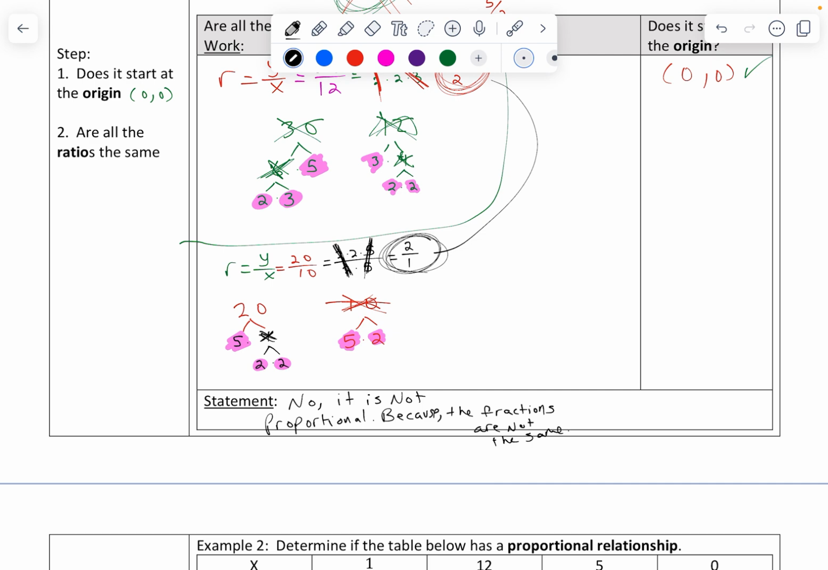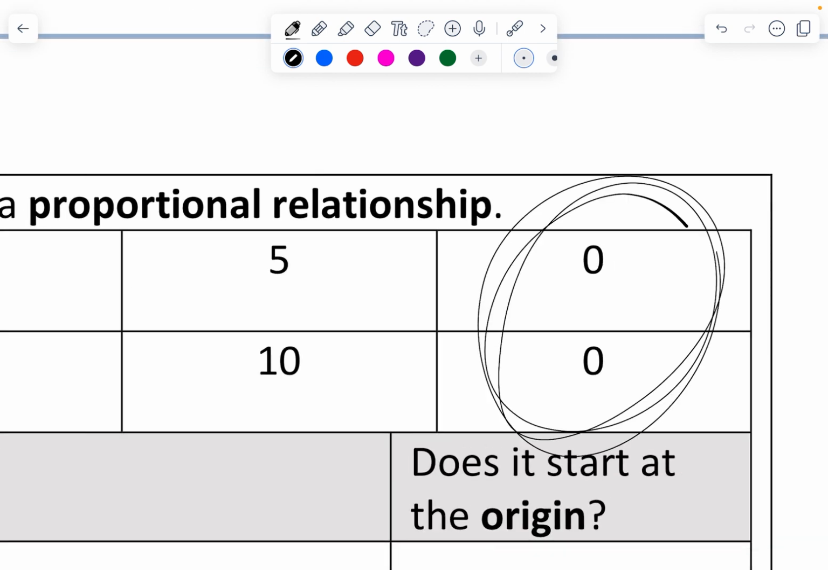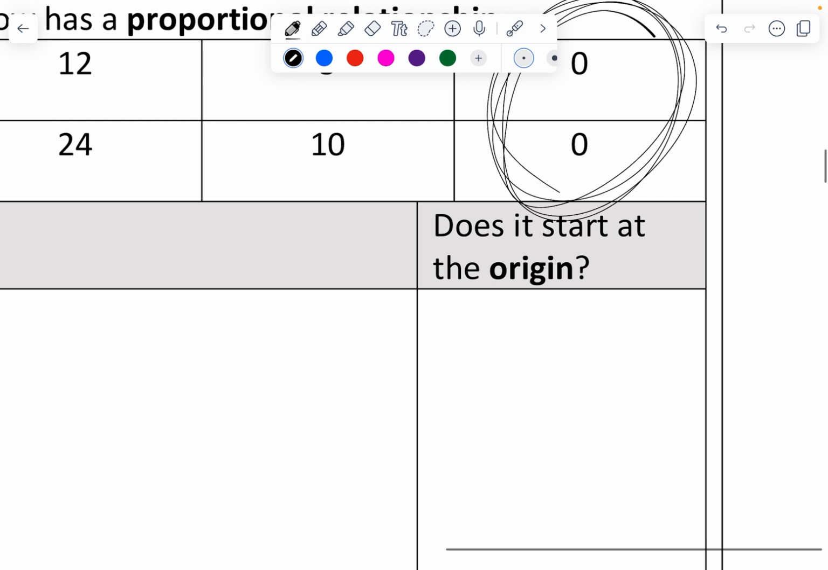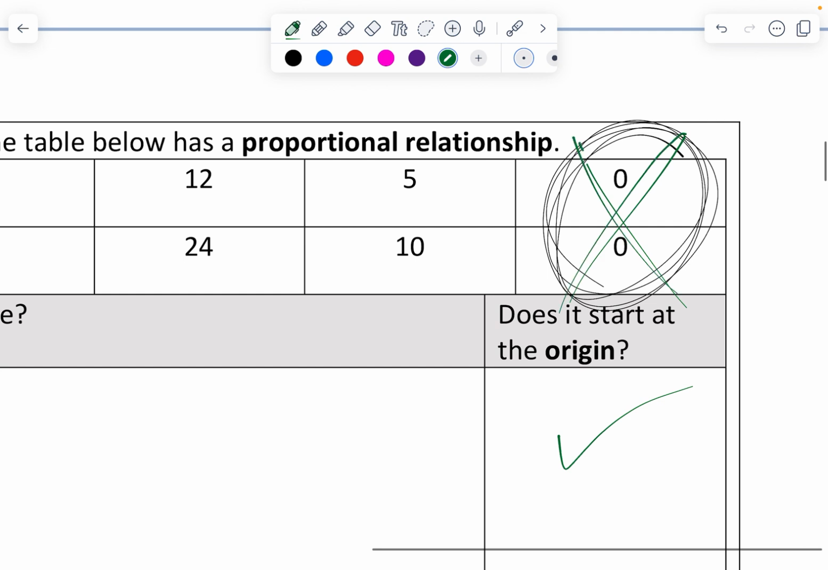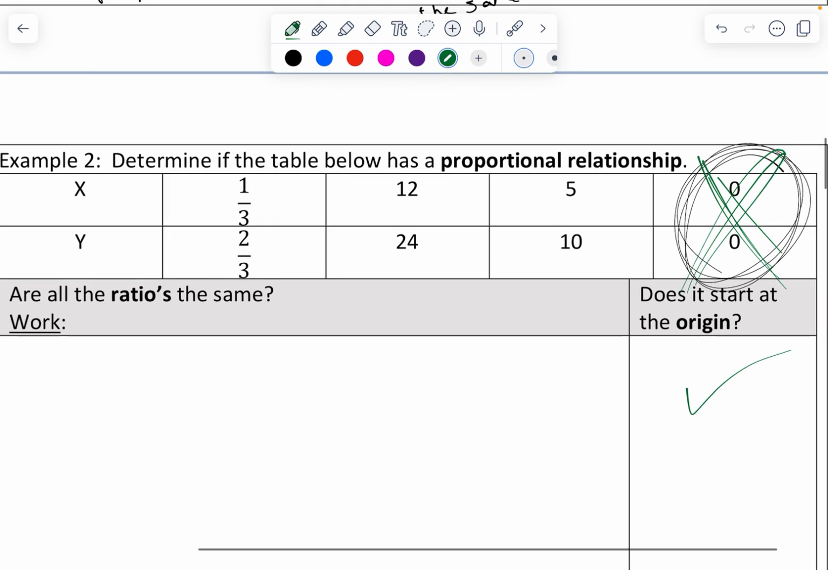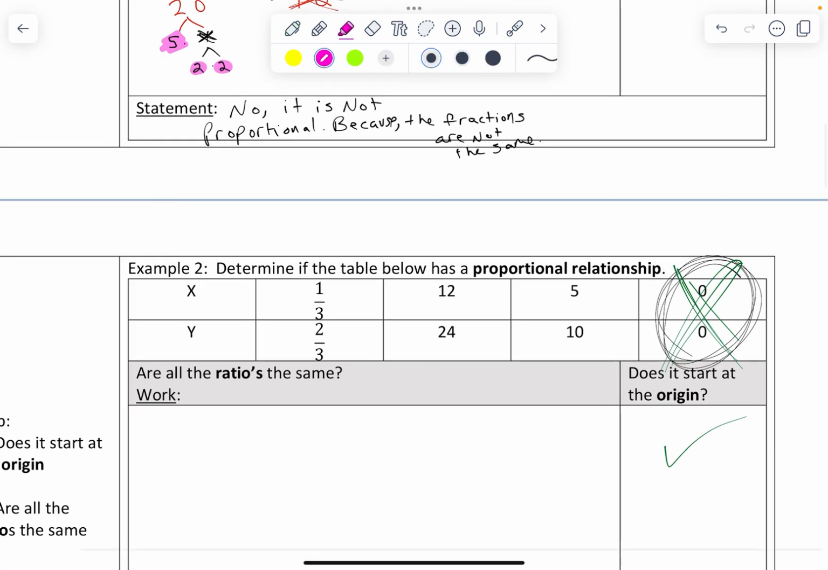So next one, first thing we start off with, does it start with 0 paired with 0? Is 0 paired with 0? Yes, it is. So does it start at the origin? Yes, we do. But I don't want to use these numbers because I can't divide by 0. It's not going to help us out. It just tells us where we started. But uh-oh, we got some funky stuff here with the fractions.